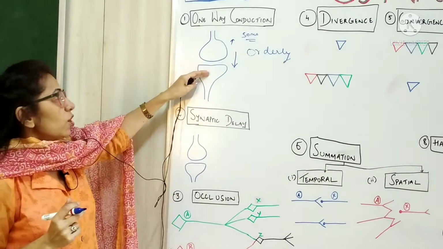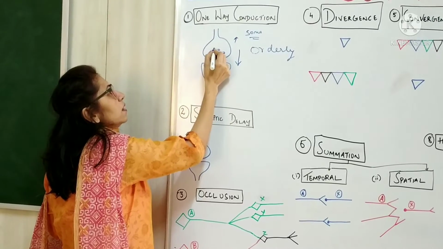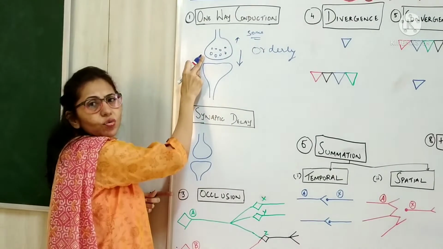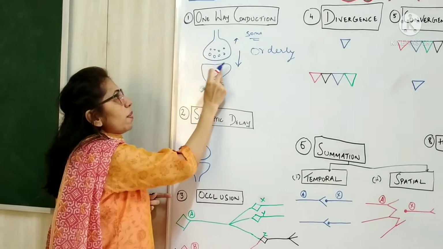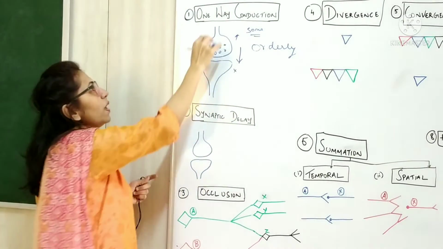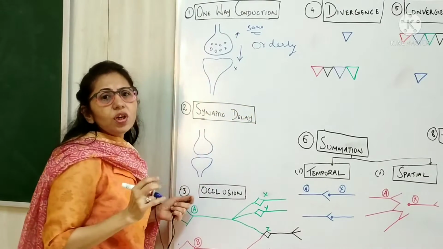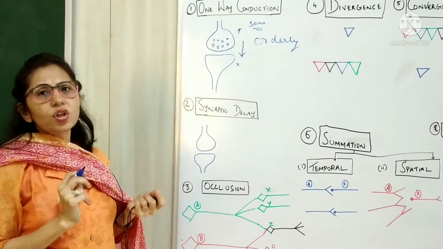So the impulse will always be conducted from the axon terminal of the presynaptic neuron to the postsynaptic neuron, because only in the presynaptic neuron do you have vesicles. At the synaptic junction in the presynaptic neuron there are vesicles which release a neurotransmitter and conduct the impulse to the postsynaptic neuron. The membrane of the postsynaptic neuron does not have any neurotransmitter to conduct. So the impulse will always be conducted in this direction, and that is important for the orderly conduction of impulses and for the proper processing of neuronal information.